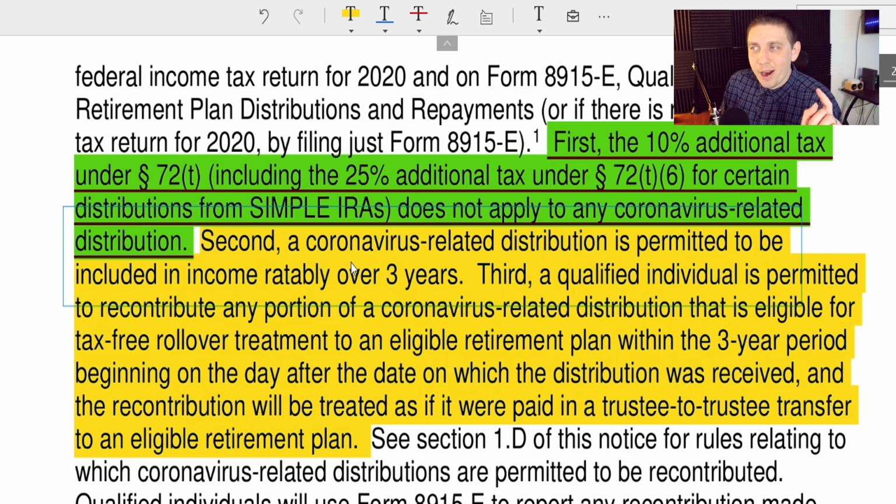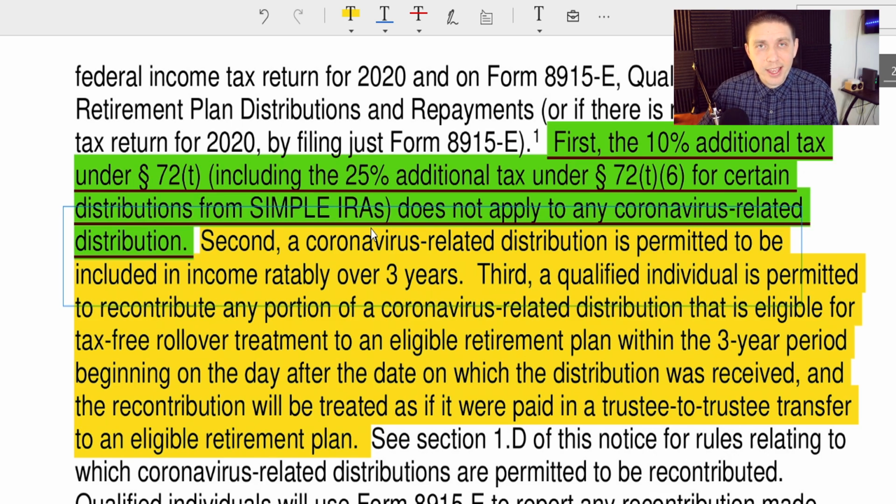Second, a coronavirus-related distribution is permitted to be included in income ratably. Now, am I saying that right, guys? Is it ratably or ratably? I'm saying ratably, so correct me if I'm wrong. Over 3 years. So they're saying there's two ways you can treat this. There's two primary ways you can pay tax on this money.